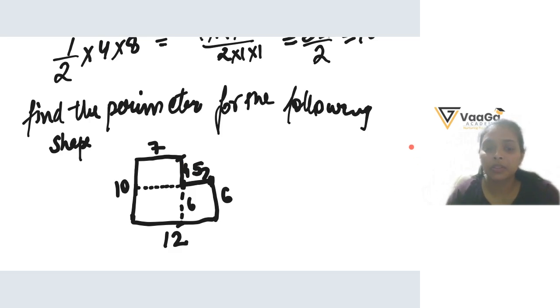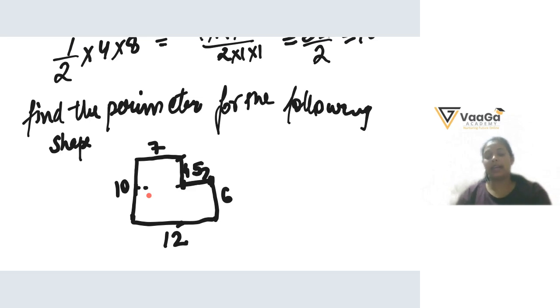So now can we calculate the perimeter? 6 plus 5 plus 4 plus 7 plus 10 plus 12. 10 plus 12 equals 22, plus 6 is 28, plus 4 is 32, plus 5 is 37, plus 7 is 44 centimeters. And the perimeter is 44 centimeters. Let's try one more question like this.